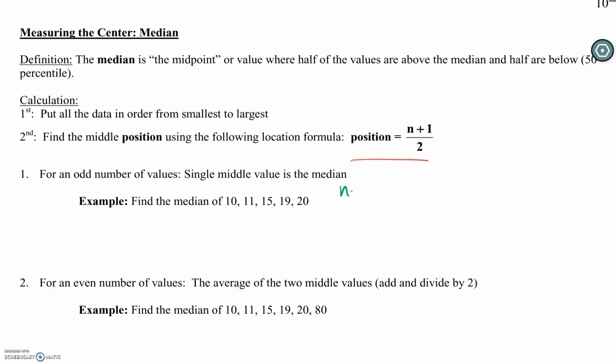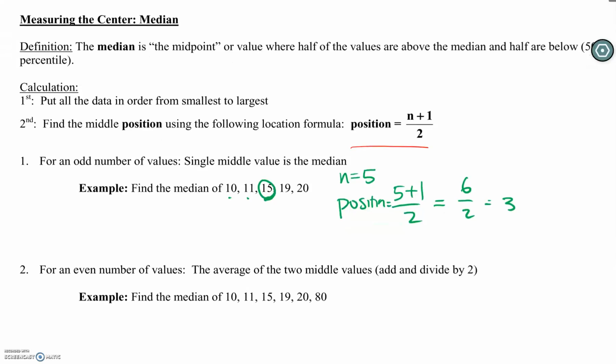Here you can see we have 5 observations. If we were to use our position formula, (5 + 1) / 2, this is the position of the median. 6 over 2, or 3. The third thing, that's our median. Obviously, we could see that, but this is just a way to do this by hand.